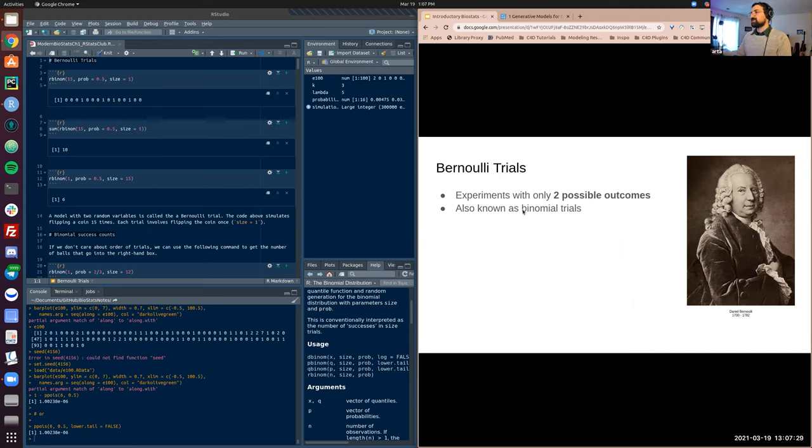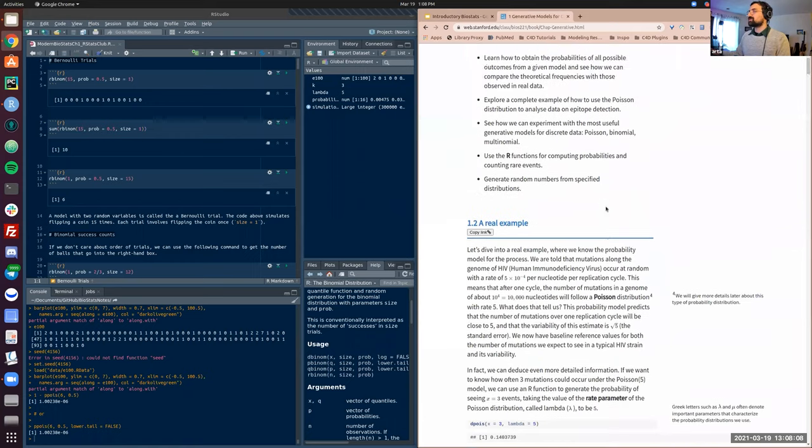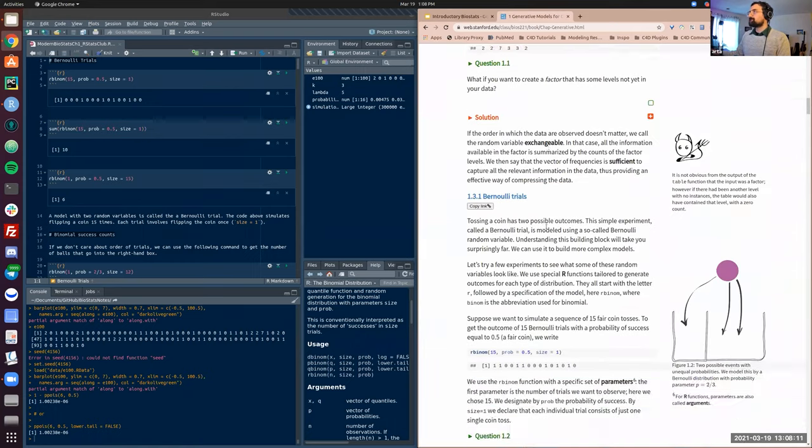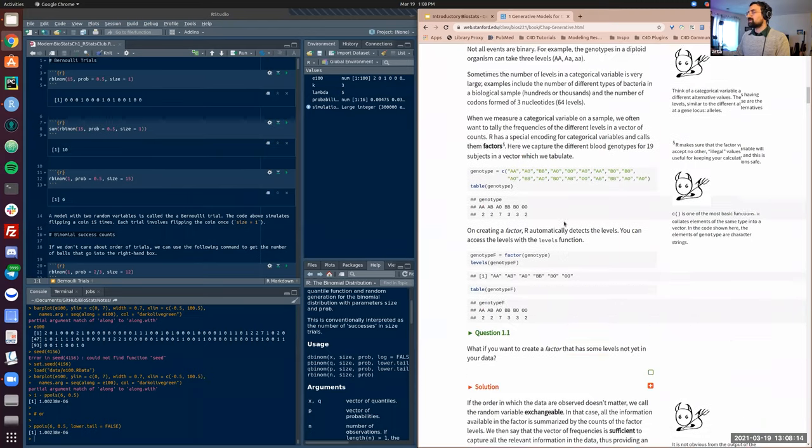This is a mistake here. Bernoulli trials are not also known as binomial trials. Many Bernoulli trials can constitute a binomial distribution. And so you can see the number of times successes are measured versus failures across a number of different Bernoulli trials. So let me pull up the book so we can read along with the book. Yeah, I think I did an okay job explaining that.